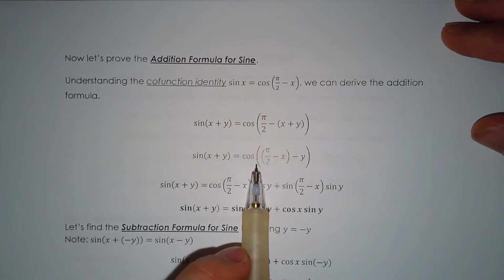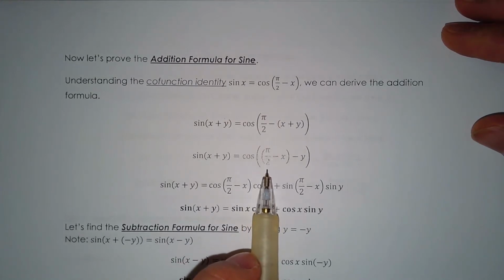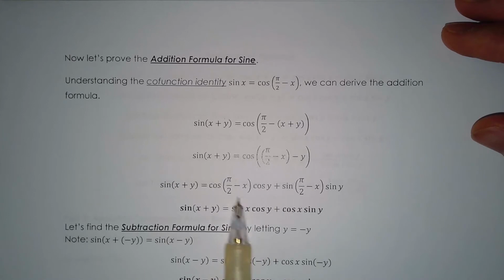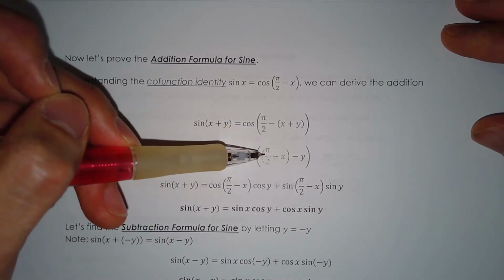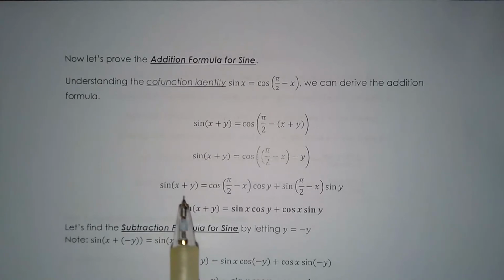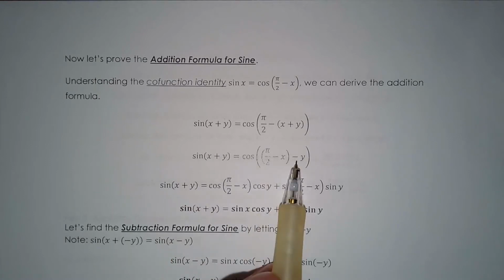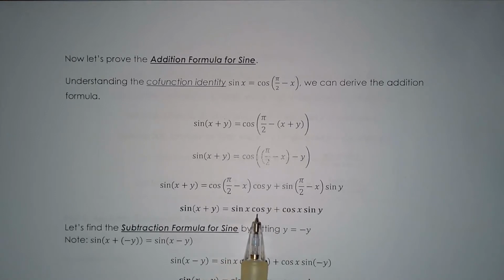Because if you think about the subtraction formula for cosine, you're going to get cos of pi over 2 minus x, which you can simplify using the co-function identity. So that's why we chose to regroup these three terms. If you follow along, you'll notice that the addition formula for sine, based on the subtraction formula for cosine, ends up being sine x cos y plus cos x sine y.